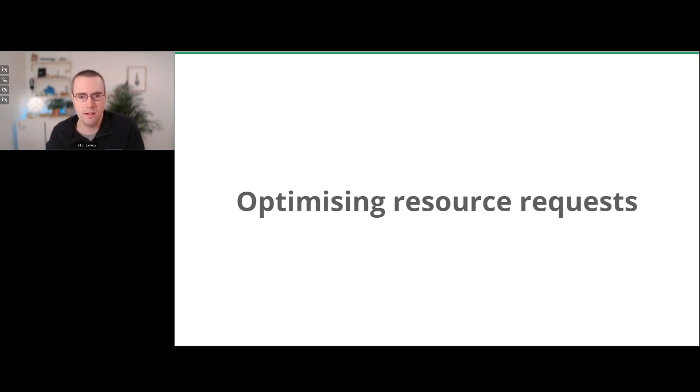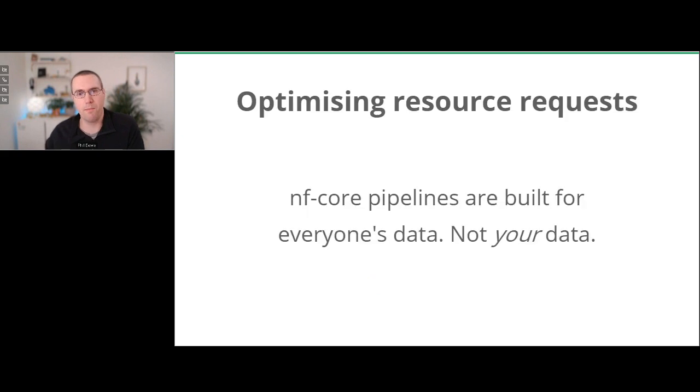Now, especially with nf-core pipelines, something you need to remember is that we build pipelines for everyone's data. Our priority when we set up these configs is that pipelines should run for most people most of the time. And especially with some of the bigger pipelines like RNA-seq and many of these other ones, people run on a phenomenal variety of species, of different data types, different data sizes.